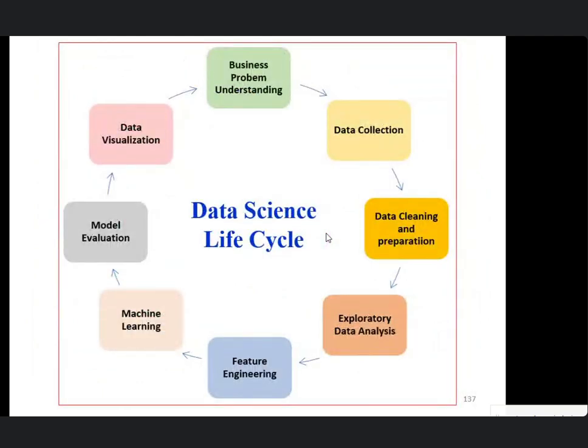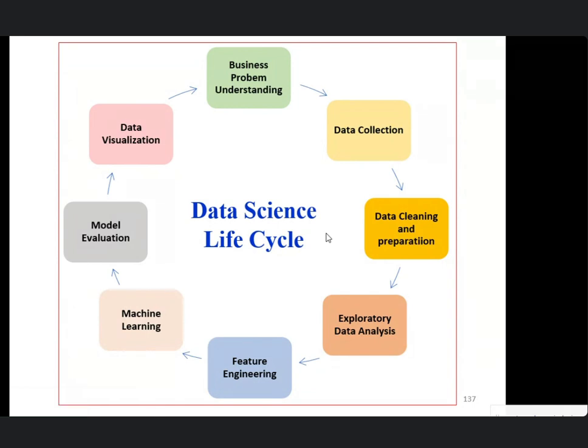So there are eight steps of the data science life cycle, like business problem understanding, data collection, data cleaning and preparation. We are eliminating noisy data, redundant data, dirty data by applying binning, box plot and other filters for cleaning the data. Then exploratory data analysis is nothing but choosing classification, clustering, association rule mining, outlier detection, recommender engine according to user requirements. Then we are using feature engineering.